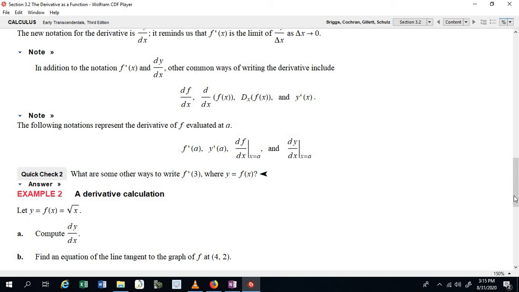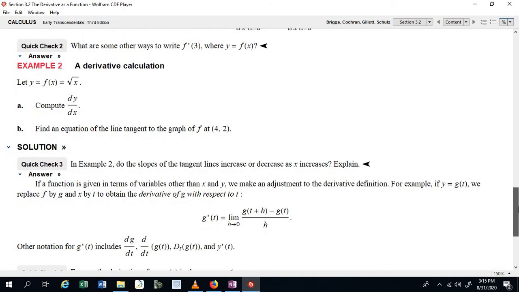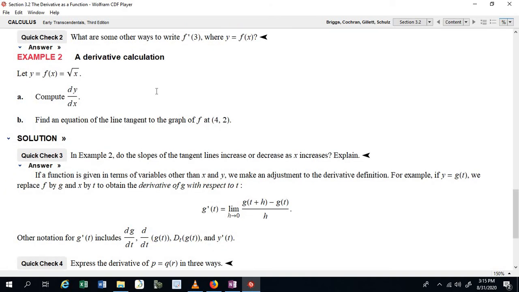Okay, so I just want to do a couple of examples where we find the derivatives of certain functions. So let's find the derivative of the square root of x function. And then we'll find an equation of the line tangent to the graph of f at the point (4, 2).